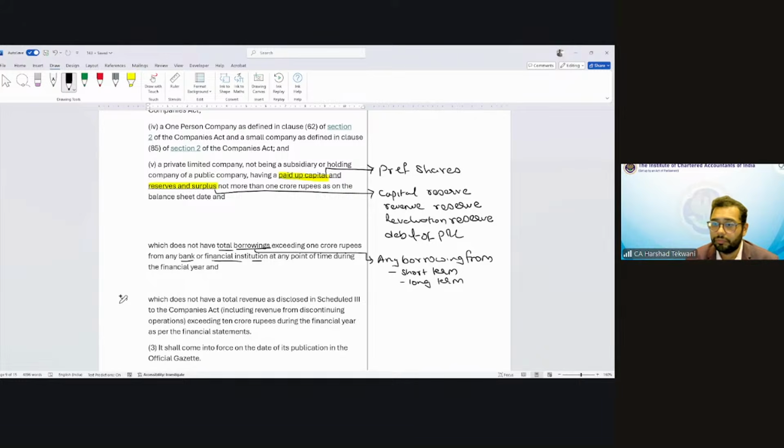In the same case, the letter of credit as well. When they invoke the letter of credit, at that time the client is liable. So borrowings include debentures also, if it is to the banks or financial institution. If you have issued debentures in the market and anyone has subscribed, it's a different story.